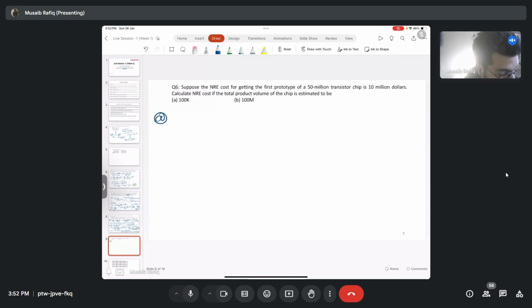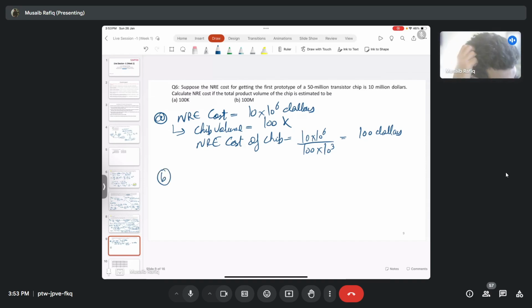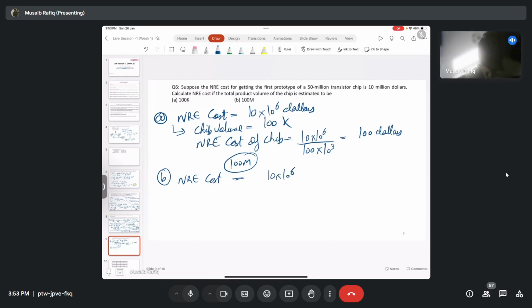So we have option A, which is 100K. What we are given is the NRE cost, equal to $10 million, that is 10 into 10 raised to the power 6 dollars. Now in option A, my chip volume is 100K. So my NRE cost per chip is the NRE cost divided by volume. It comes out to be $100. Now when my volume increases, what is my NRE cost? That time we have 100 million. So it is 10 into 10 raised to the power 6 divided by the volume, 100 million. So it is $0.1. So as the volume increases, my cost per chip goes down. This was just to give an idea.